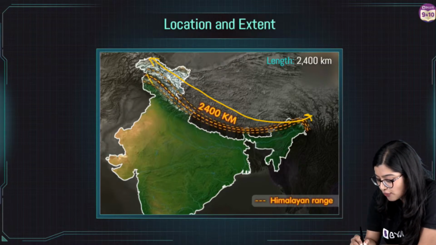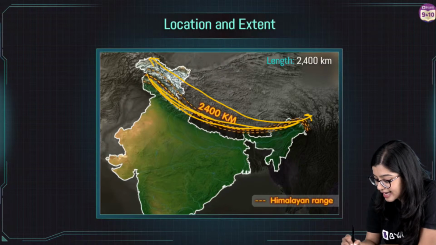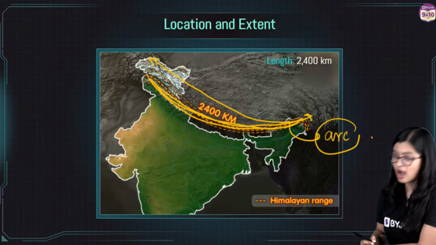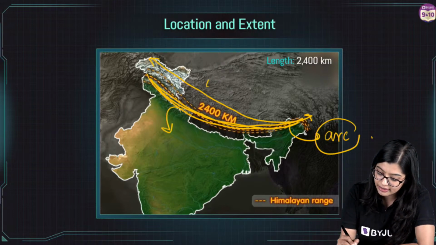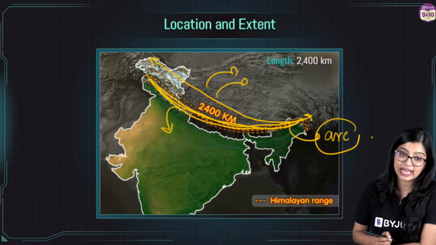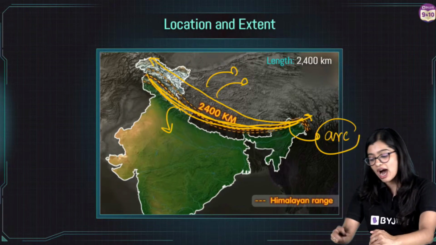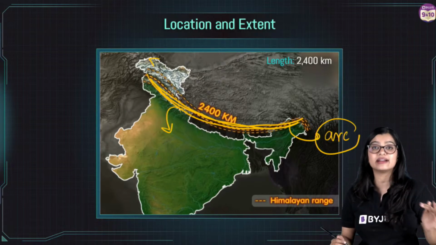And we see that it is in the form of an arc. Yes. So we see that they are extending in the form of an arc and they separate our country from the other countries of Asia, right? So this right here is important. Now this arc is present, but from where to where does it stretch?